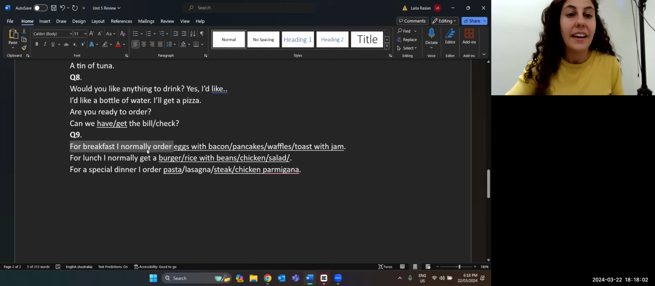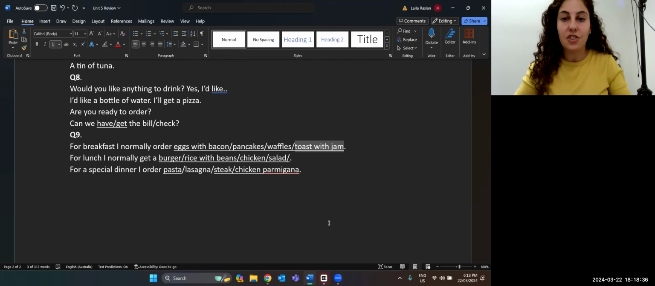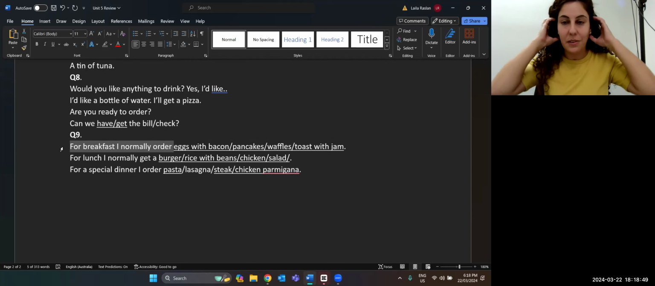So for breakfast, when I go to cafes or restaurants, I normally order eggs with bacon. That's a very common breakfast here, eggs with bacon. Pancakes. Okay, we know what these are. Pancakes, waffles, very American. Waffles with fruit, waffles with maple syrup, toast with jam. You'll see that a lot when you go to hotels. In the buffet, you'll see toast with jam, or maybe something that's traditional from your country. So whatever your answer is, you put your answer here, as long as you start your sentence with, "For breakfast, I normally order," and then say the name of the breakfast meal.